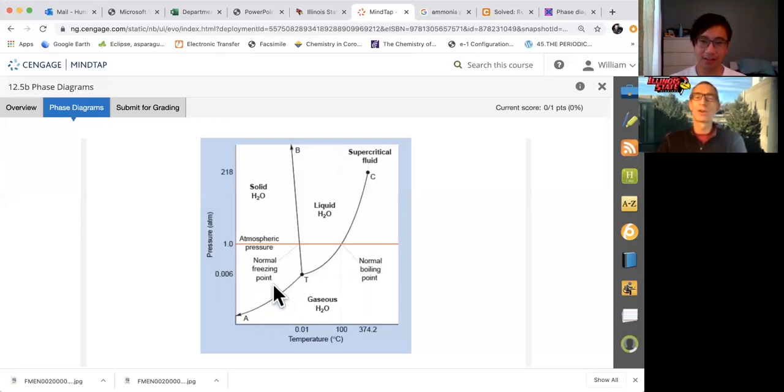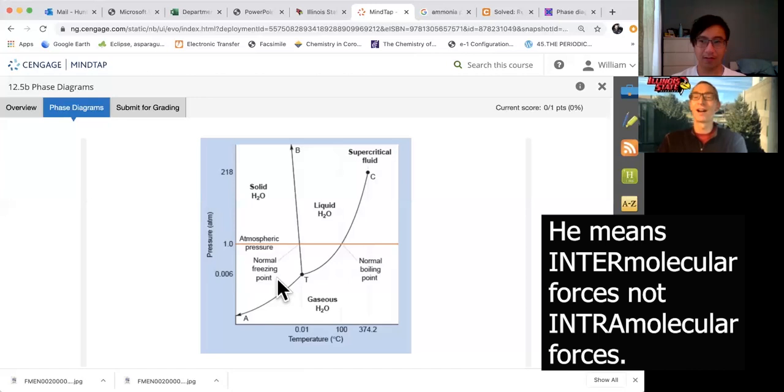Right, and so over here on the solid side of this line, the intermolecular forces are still strong enough to hold that thing together as a solid. But once we cross that point, now a molecule escapes and it's gone, like a gas, right? Yeah, and the intermolecular forces are basically non-existent. So it goes from having some to having basically no intermolecular forces.